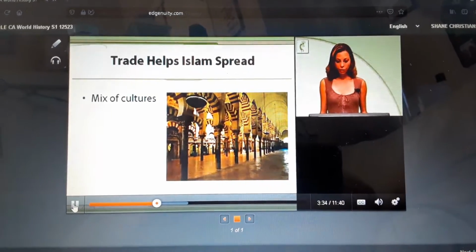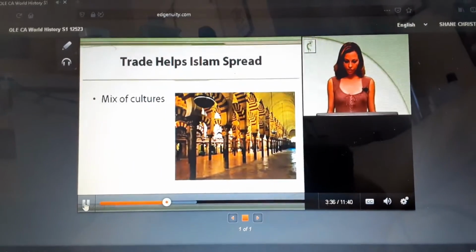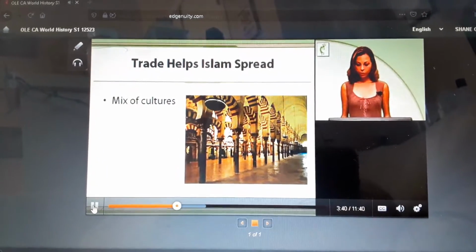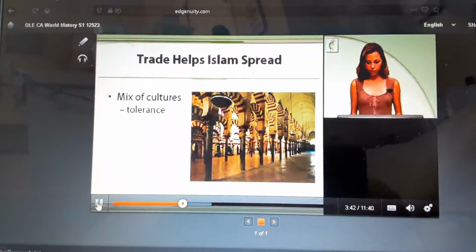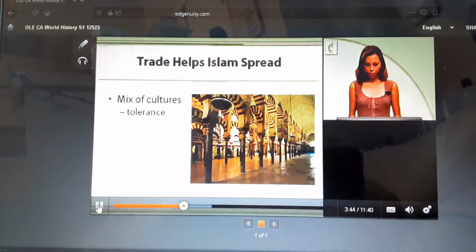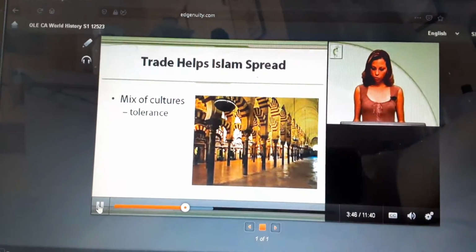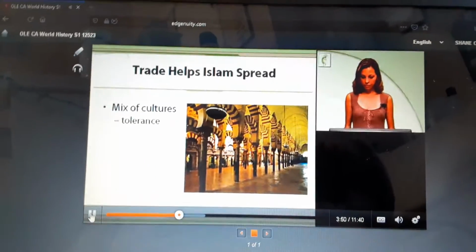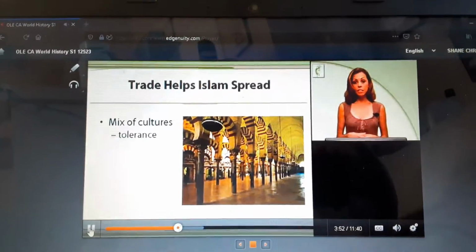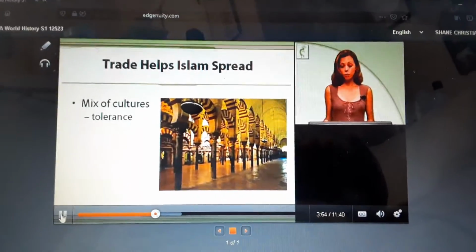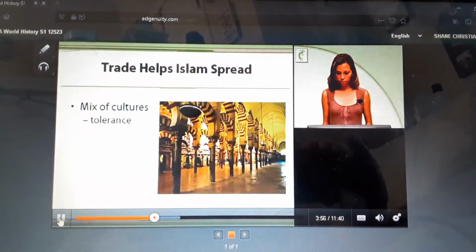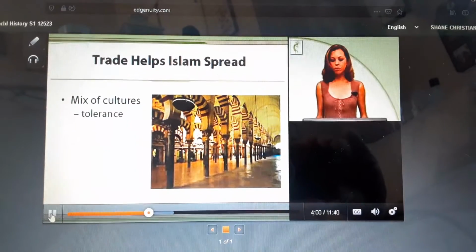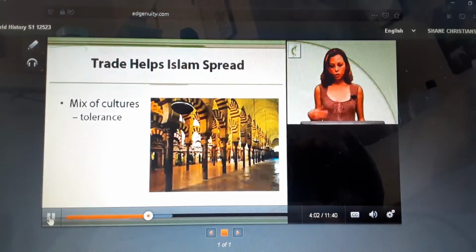There was a mix of culture, of course, with all of this. Islam spread through trade and warfare. Muslims generally practiced religious tolerance over the people they converted. The Christians and Jews particularly kept their rights, partially because they shared some of the same views with the Muslims. They did pay, however, special taxes and were forbidden from preaching to others.